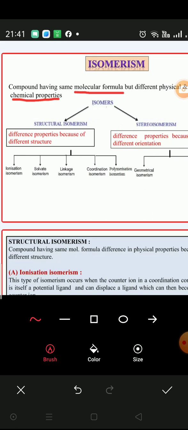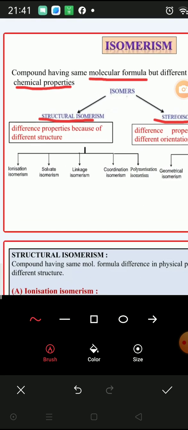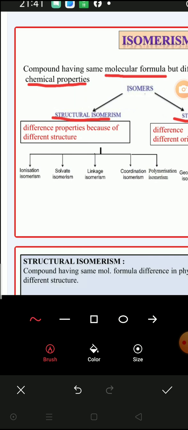Now let us move to the types of isomers or isomerism. Isomerism is basically divided into two categories. One is structural isomer and the other one is stereoisomer. Structural isomers are the compounds having different properties because of different structures. If their structure is different, they have different properties. Such isomerism is called structural isomerism.